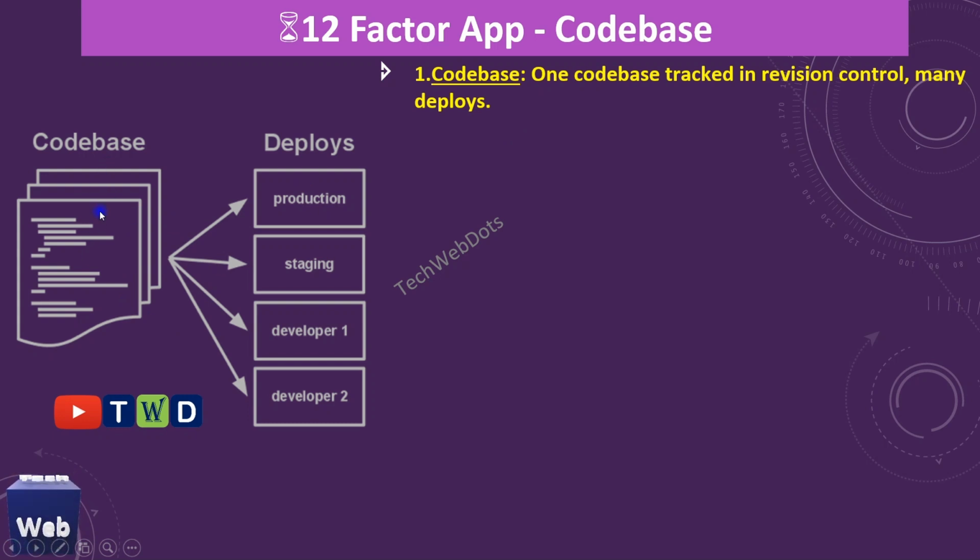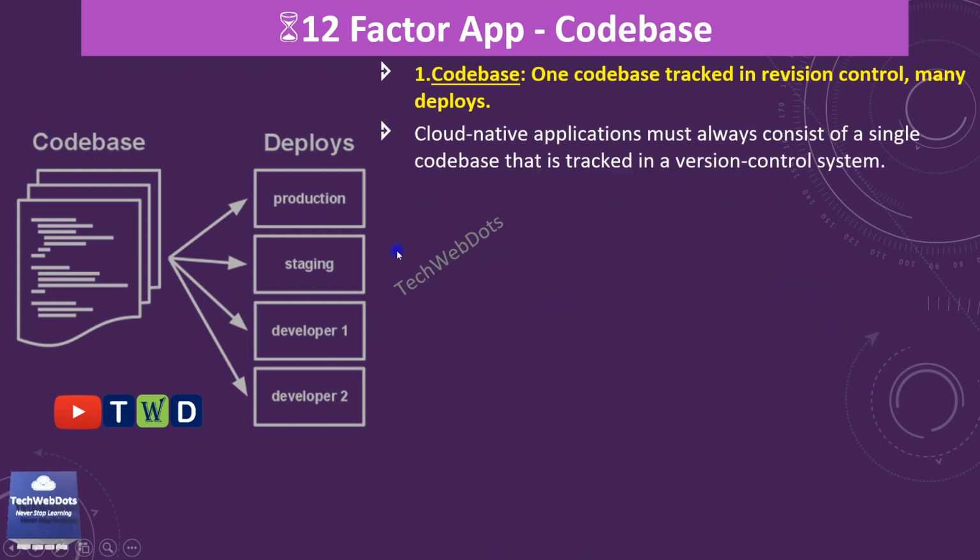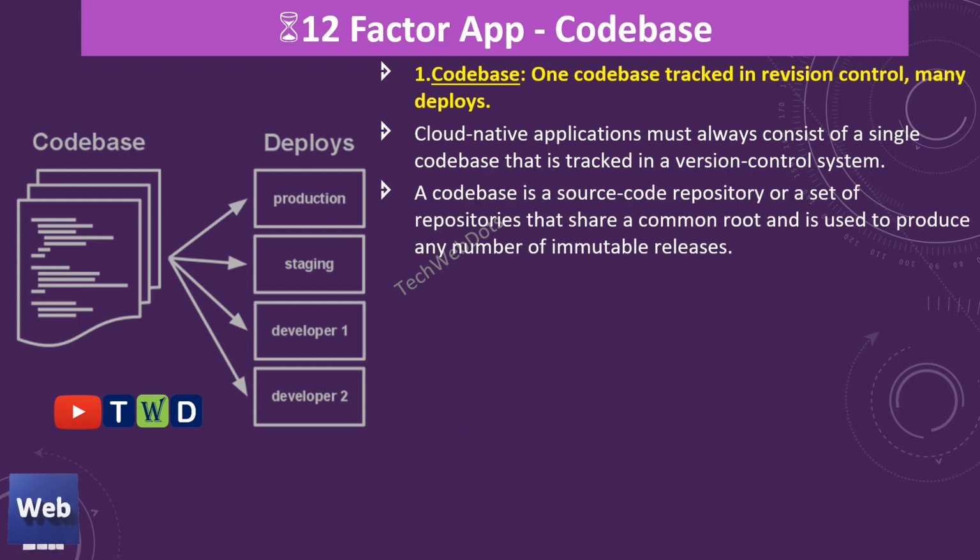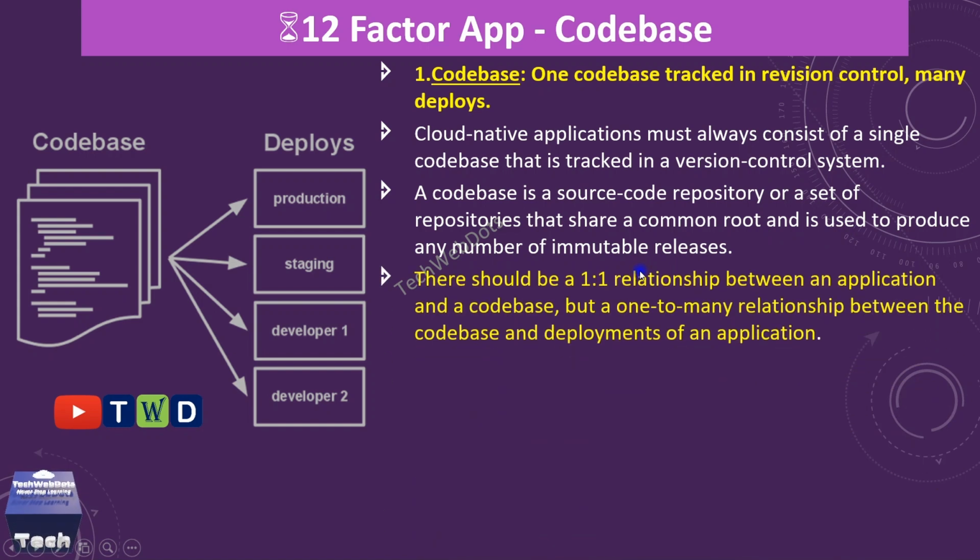On the left hand side we have a code base. On the right hand side we can see different environment examples, let's say production, staging, developer 1 and developer 2, maybe the local environment. Let's understand. Cloud native applications must always consist of a single code base that is tracked in a version control system, so we can easily manage. A code base is a source code repository or a set of repositories that share a common root and is used to produce any number of immutable releases.